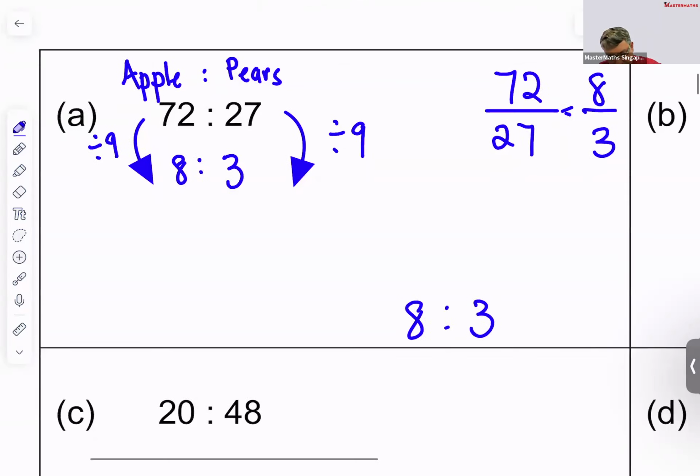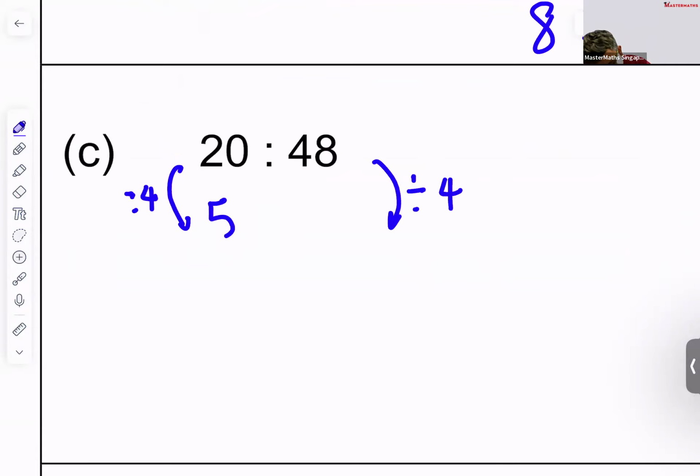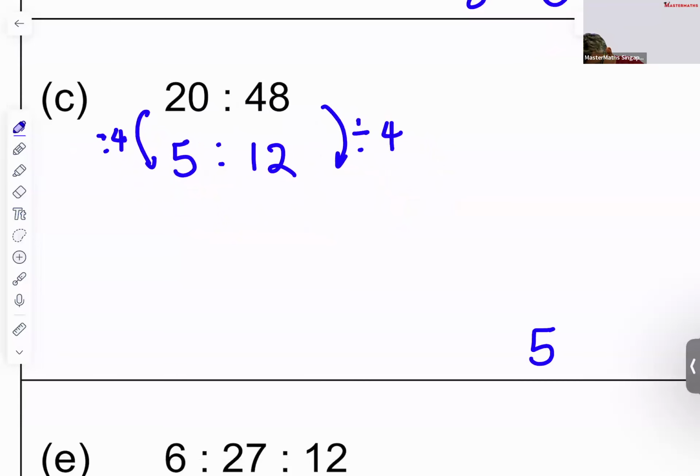No. Okay. So let's do 20 and 48. Highest. Don't give me 2. 4. Very good. Divide by 4. We get 5 and we'll get 12. Can I divide any more? No. So this is my simplified ratio.